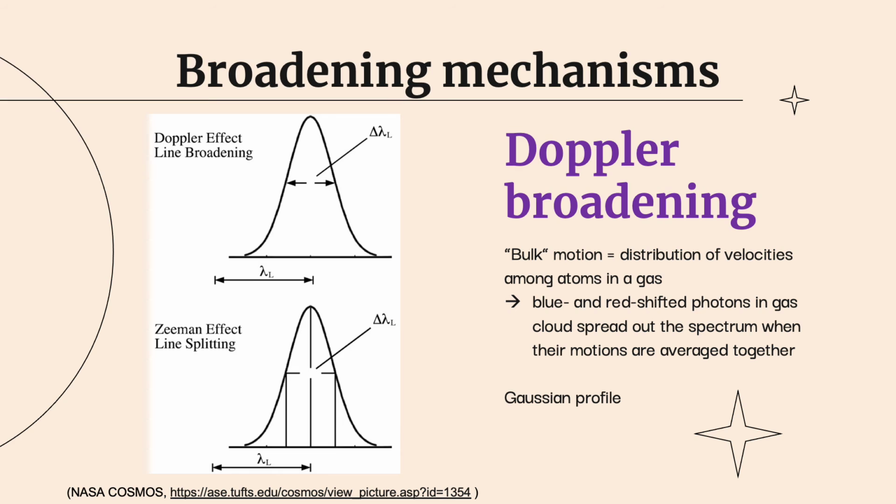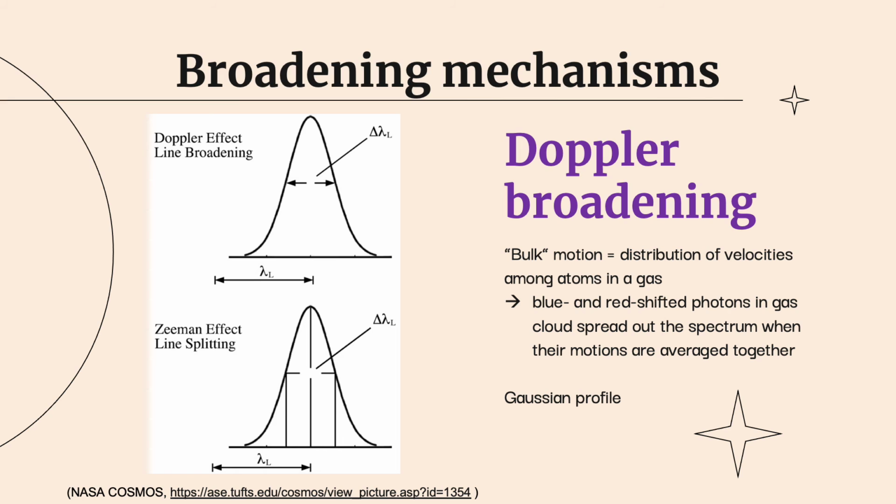The next broadening effect that we can look at is Doppler broadening. This is the first of the bulk motion broadening effects. On the left, it is compared with the Stark effect for magnetic fields, the Zeeman effect. And you can see how both mechanisms spread out the emission lines in a similar way.